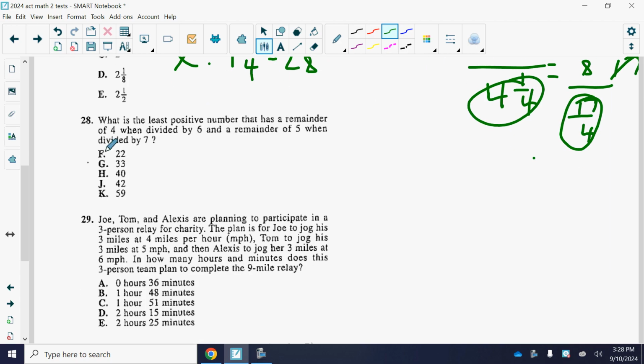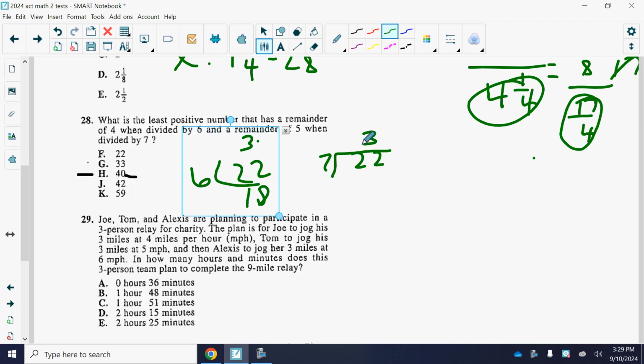Gee whiz, I'm tired of doing this problem. It happens every day. As usual, the answer is C. The least number with a remainder of 4 when you divide by 6. So 22 divided by 6 does give me 3 with a remainder of 4, but 22 divided by 7 is only a remainder of 1. So you just go through the list, since it says least. 22 don't work, 33 don't work, 40 will work.